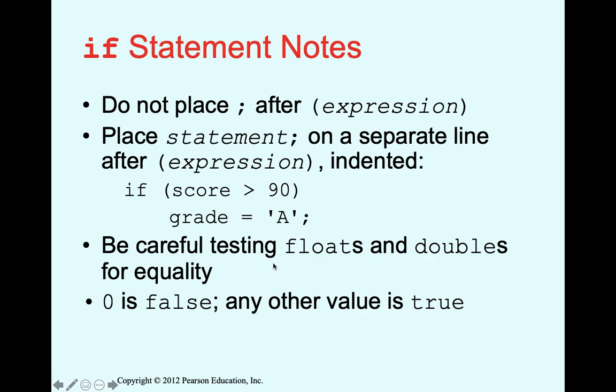Another remark: please be careful when you test floats and doubles for equality. That is, if you have double x, don't write if x equal 1.33, because double numbers are approximate and not exact. You can have two variables, the first has 1.33 and the second has 1.33, but when you compare them for equality you get false. So try to avoid testing equality for doubles.